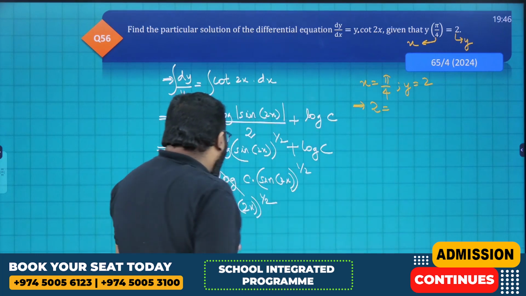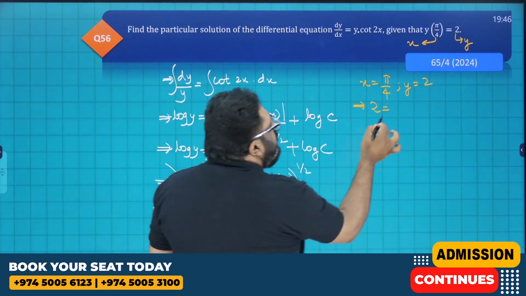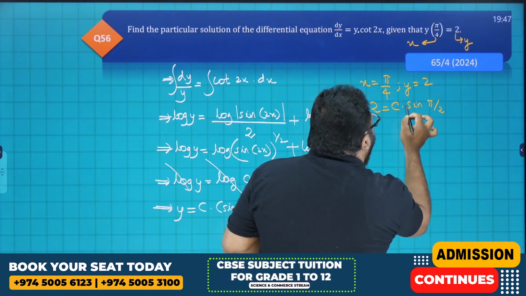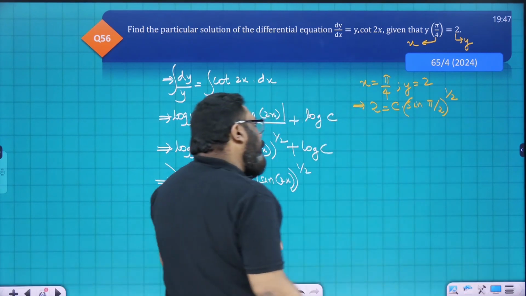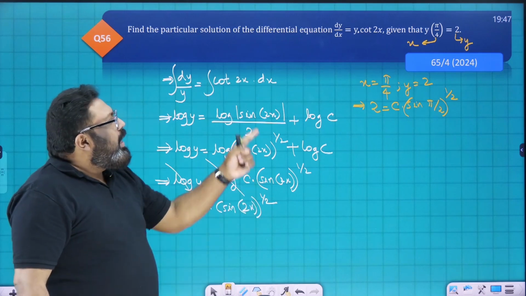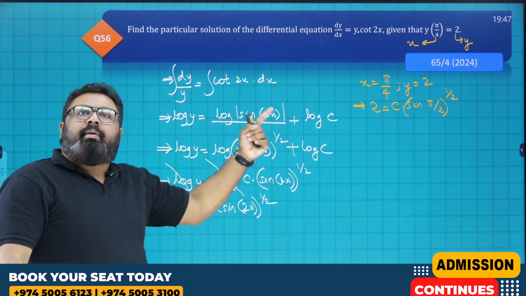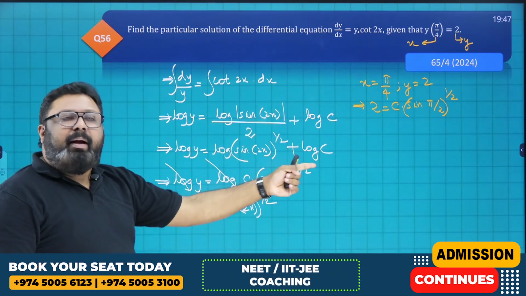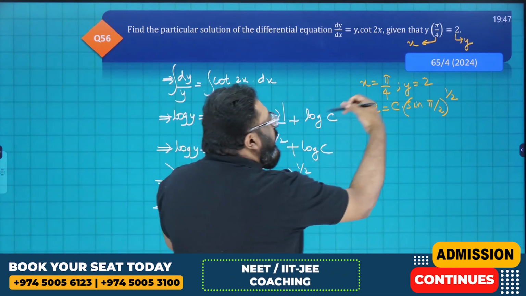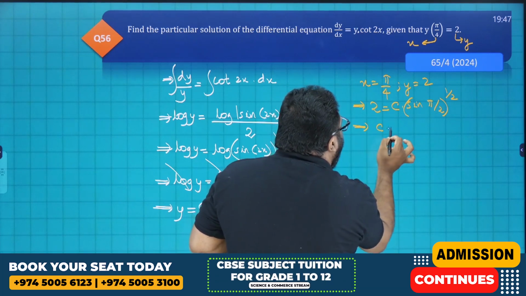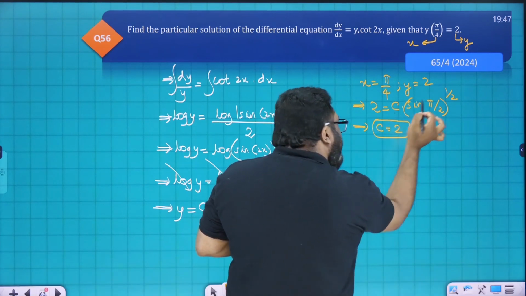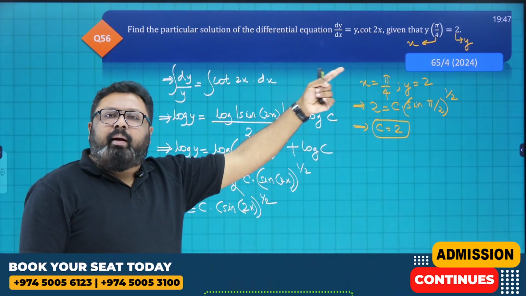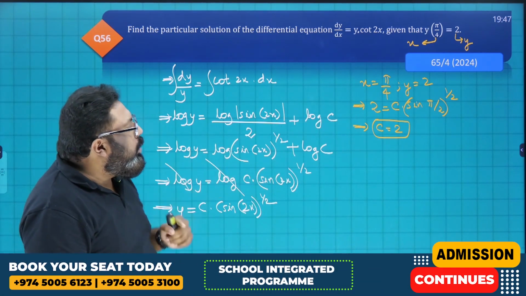You get 2 is equal to c into sine pi by 2 raised to half. 2x, x is pi by 4, so 2x is pi by 2. Sine pi by 2 is 1, 1 raised to half is 1, so definitely c is equal to 2. Sine 90 is 1, 1 raised to anything is 1, so c is equal to 2.